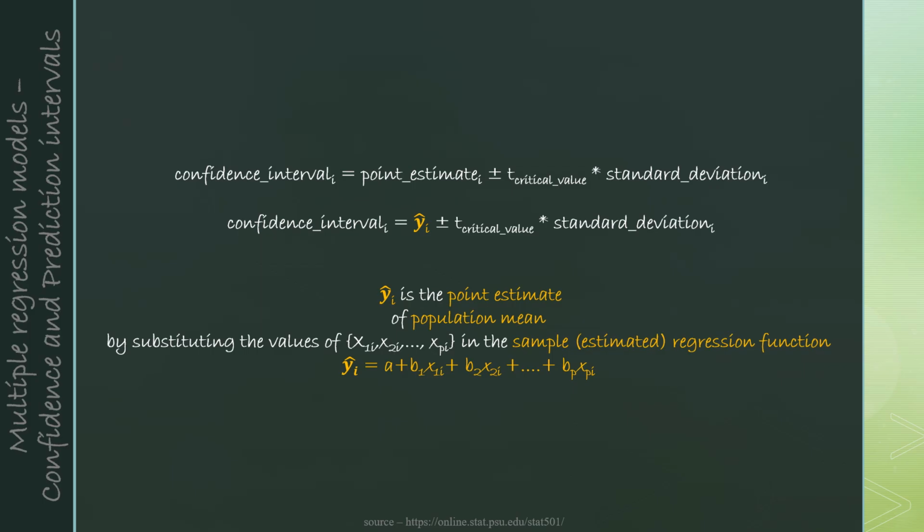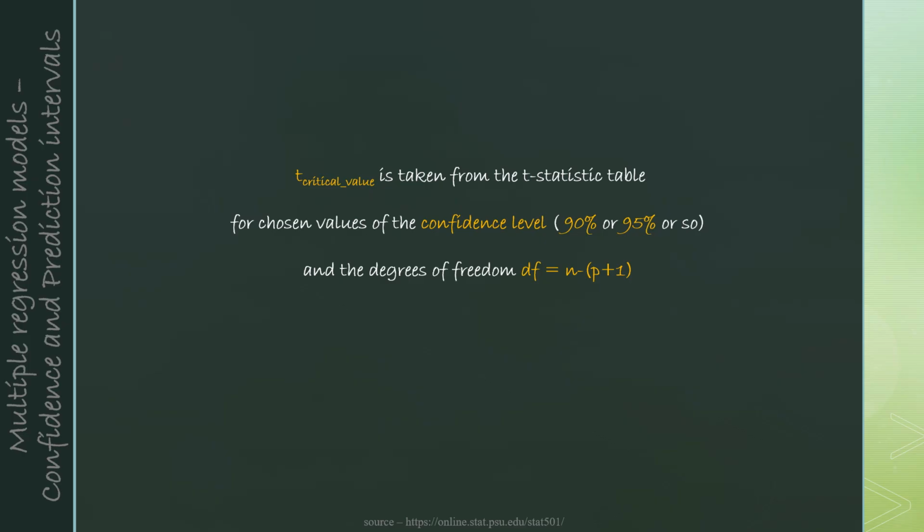By substituting the values of x1i, x2i, and so on xpi in the sample or estimated regression function, as in yi hat equals a plus b1 multiplied by x1i plus b2 multiplied by x2i plus and so on plus bp multiplied by xpi. T critical value is taken from the T statistic table for chosen values of the confidence level, either 90% or 95% or so, like in the case of simple linear regression. And the degrees of freedom df equals the sample size n minus the number of predictors p plus 1.